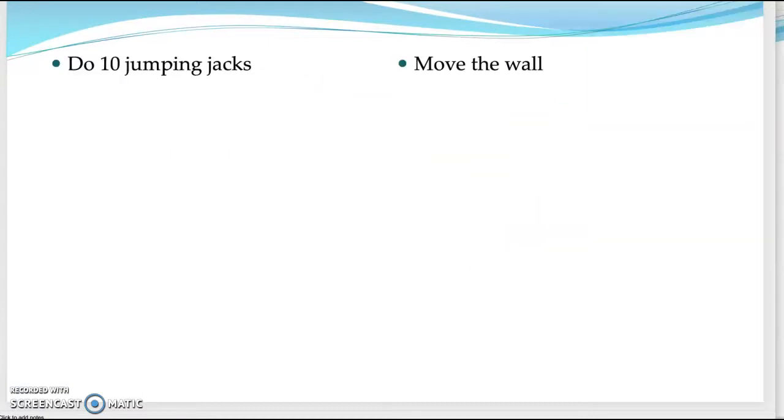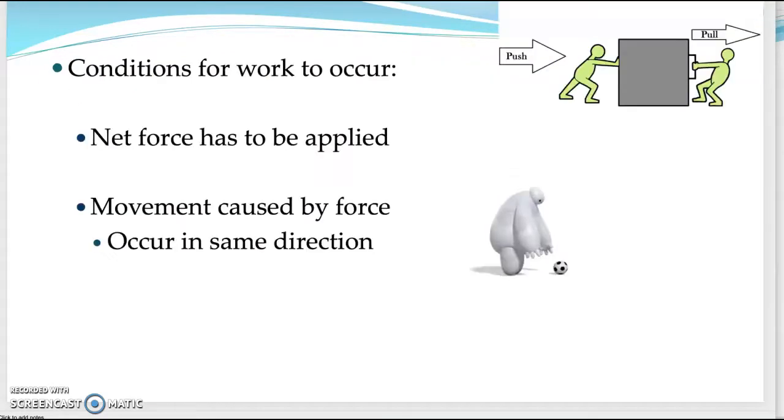So what this is about is if you do 10 jumping jacks, is that any work? No, if there's no distance. If you actually move the wall, yes, the work is being done. So the net force has to be applied, like a push or a pull, and it has to actually move. So Baymax here is actually moving the ball, work is being done.